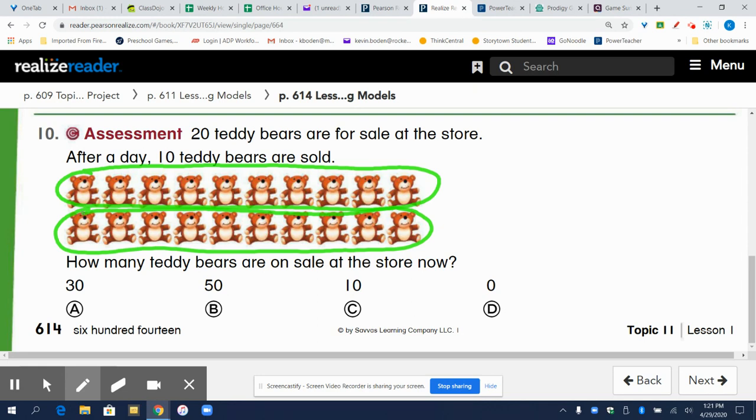Woohoo! After a day, 10 teddy bears are sold. So let's sell all these ones. We sold 1, 2, 3, 4, 5, 6, 7, 8, 9, 10, or we took out the whole 10. Here you go. And how many teddy bears are on sale at the store now? Well, how many are left, you guys? You fill in the answer while we finish our chapter 10.